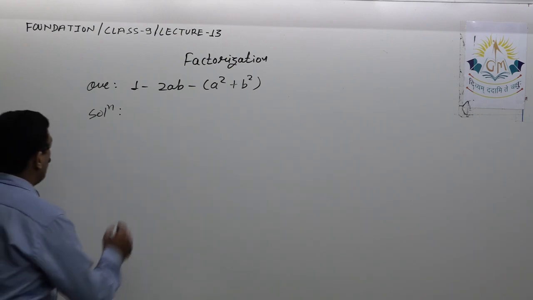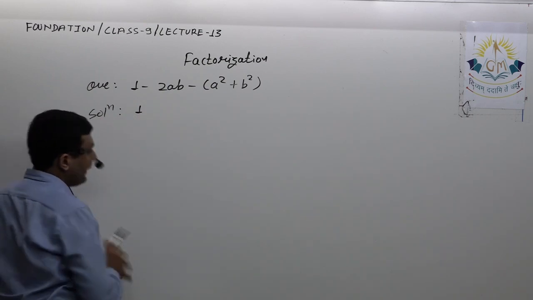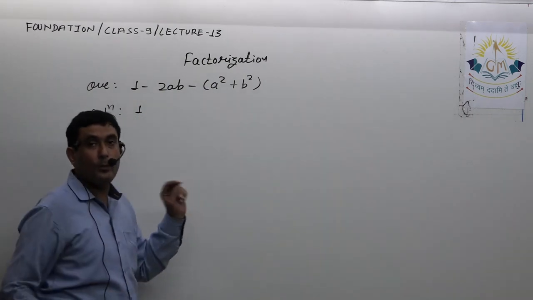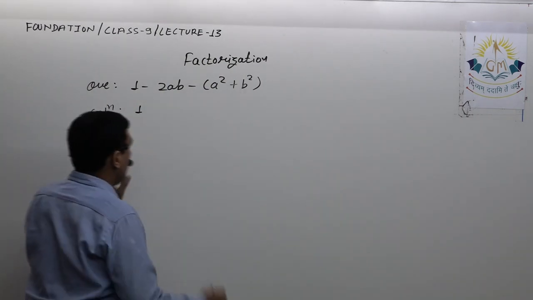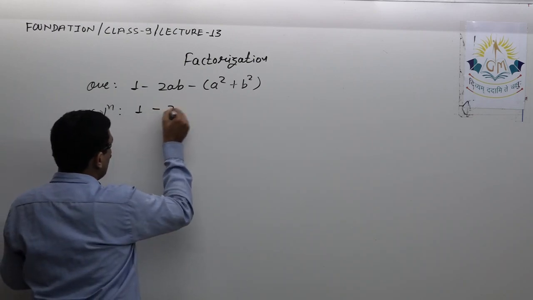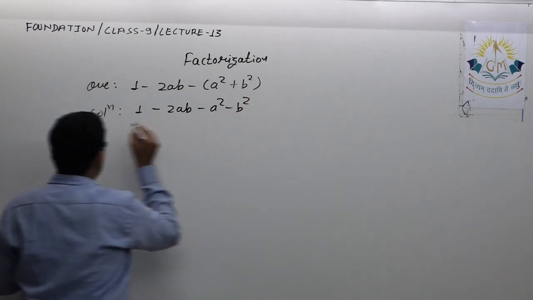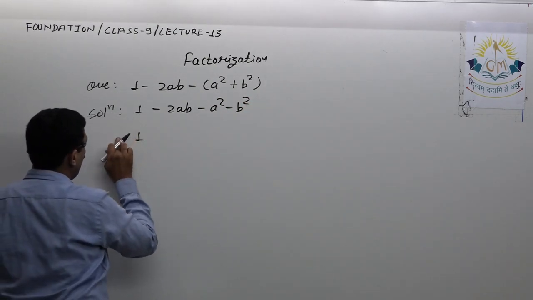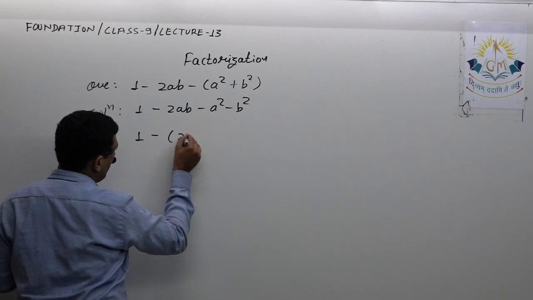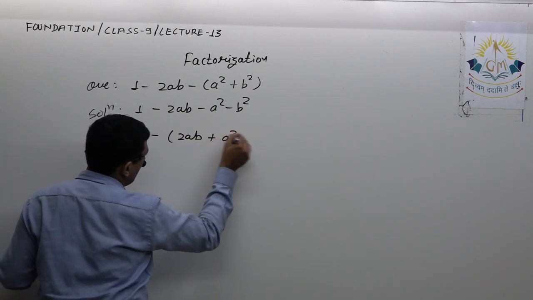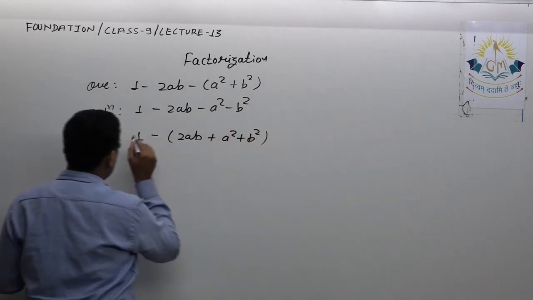Okay, let us see how to solve this. See, again here I am able to see a square, b square and 2ab. So first of all I will open the bracket, minus 2ab minus a square minus b square. So 1 I write as it is, and from here I can take minus sign common, so this I will get in the bracket.